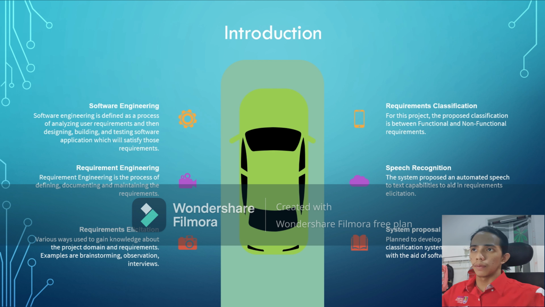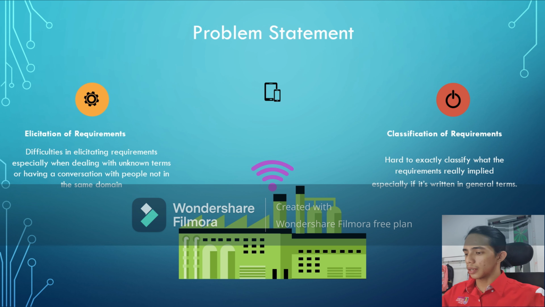Carrying on to the problem statement. The first problem statement revolves around the elicitation of requirements. Like I explained just now, elicitation is when you are eliciting requirements; it doesn't have to be between two people, it can be when you are observing or just brainstorming. The problem lies in the difficulties of eliciting requirements, especially when dealing with unknown terms or having a conversation with people with different levels of understanding.